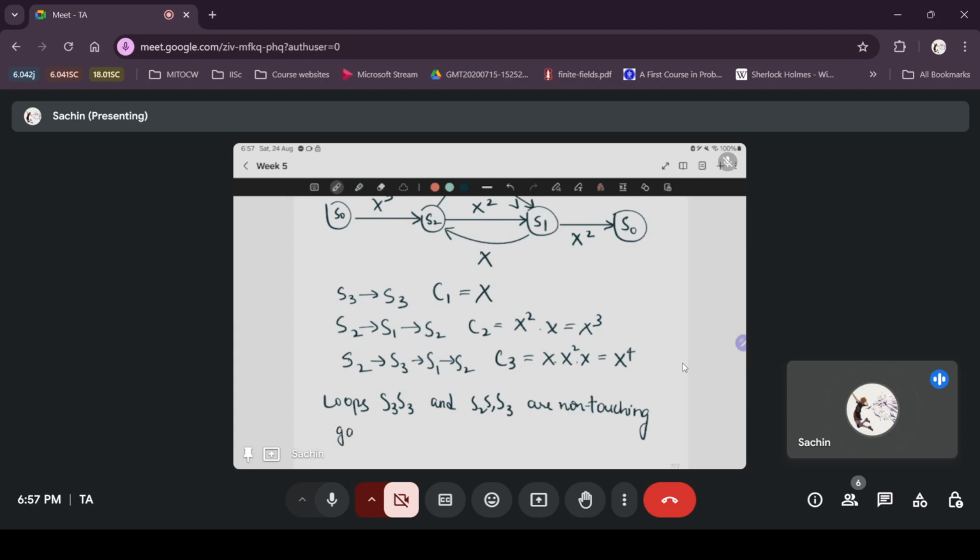So gain is C1, C2, which is X into X cube, which is X power 4. Now, if you had three loops which are non-touching, four loops which are non-touching, you would again have to find the sum of products of those loops, and then you would add or subtract depending on the pattern.